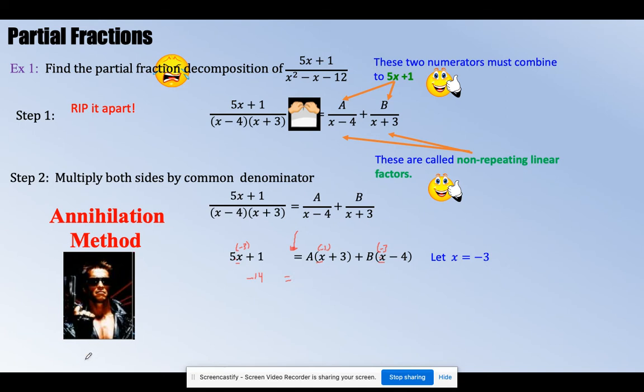What happens over there? Thanks, Arnold. Bye! I no longer have an a to worry about, and I just have b times what? Therefore, b is equal to 2. Thank you, Arnold. Well, I solved for 1 unknown. Guess what I'm going to do now?